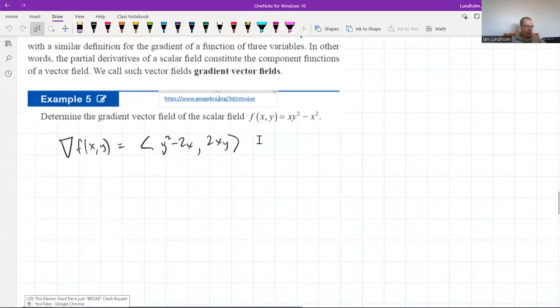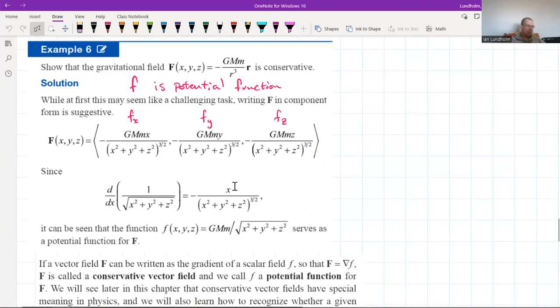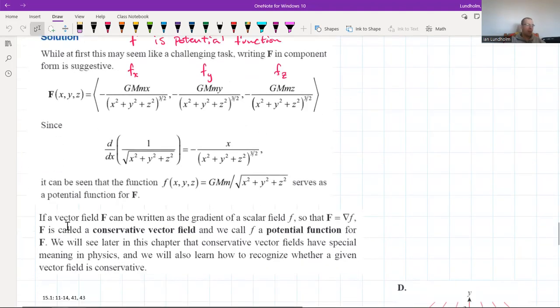All right, we're back. Example 6, we're making time. I wrote f as a potential function just to remind myself. We're looking at the gravitational field. What we're trying to do in example 6 is show that the gravitational field is conservative. A conservative vector field can be written as a gradient field, and therefore would have a potential function that could generate it.